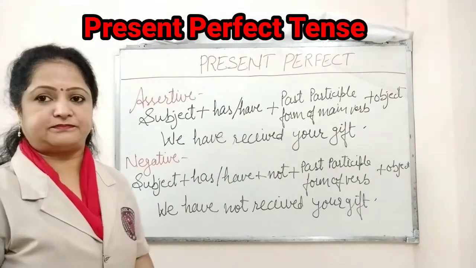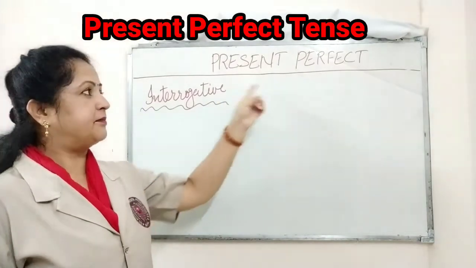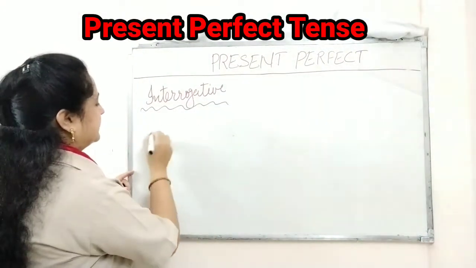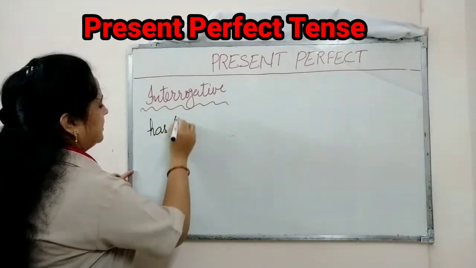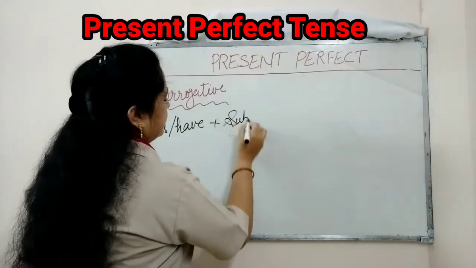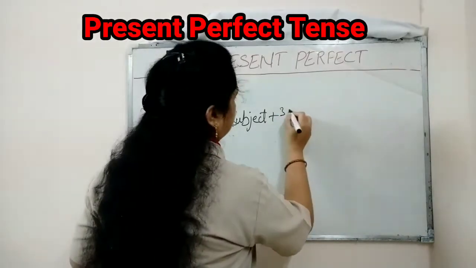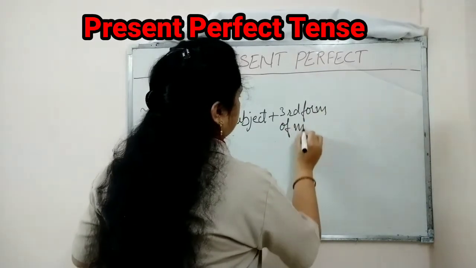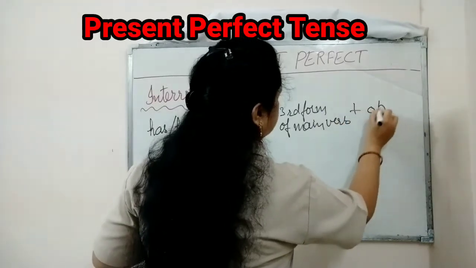Sorry, full stop. Next is how to make sentences in interrogative form by using present perfect tense. So here, first of all, we write the helping verb or the auxiliary verb, that is has or had, and after that we write the subject, and then we write the past participle form, or we also call it the third form of the main verb, and then we write the object.